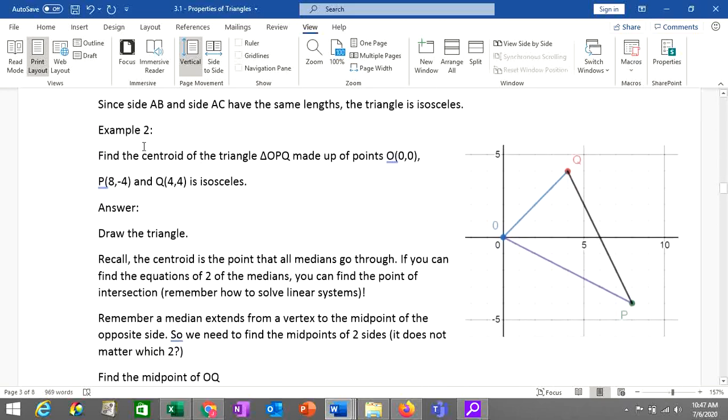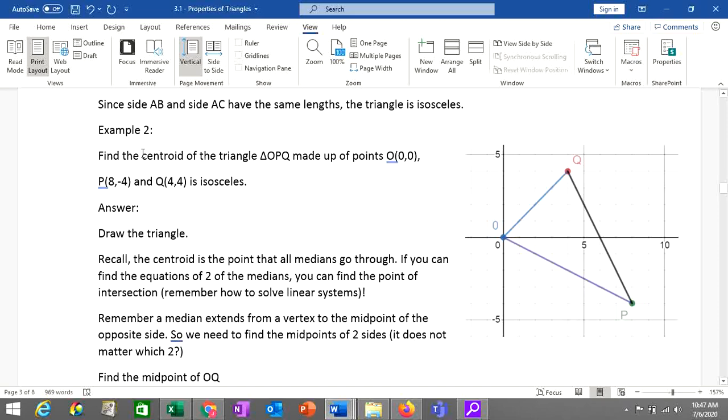Okay, so example 2, find the centroid of triangle OPQ made up of points, point O, not point Q, which is at the origin, 0, 0. Point P, which is at 8, -4. And point Q, which is at 4, 4. So we want to find the centroid of this triangle.